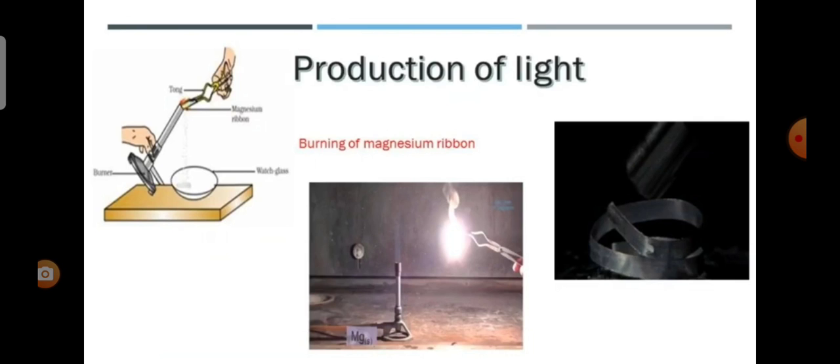For example, when you add water to quicklime, a lot of heat is released to produce lime. When a piece of magnesium ribbon is burnt in a flame, bright light is produced with heat. Even the fireworks used during festival times produce different colored lights, which are all due to chemical reactions.